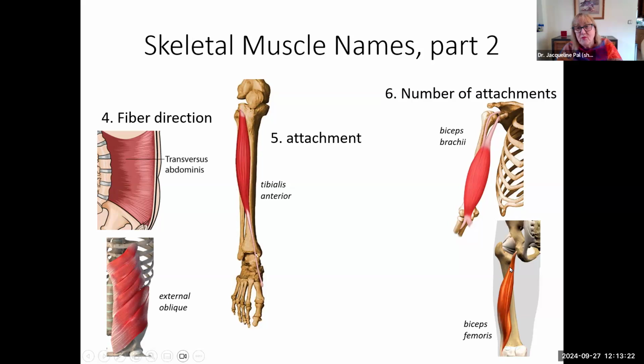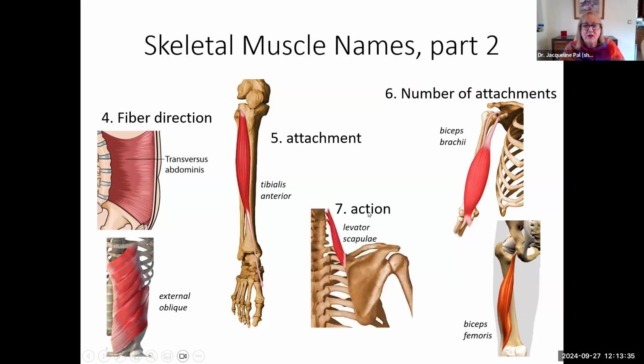And then in your thigh, we have the biceps femoris because it attaches to that bone you need to know, the femur. And the last example for naming skeletal muscles would have to do with the action. So this one you can see is attaching to the cervical spine, to the skull up there, and then it attaches to your shoulder blade once again, or your scapula.